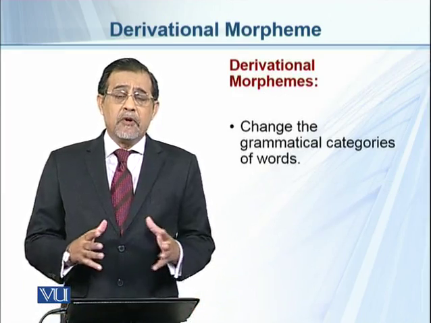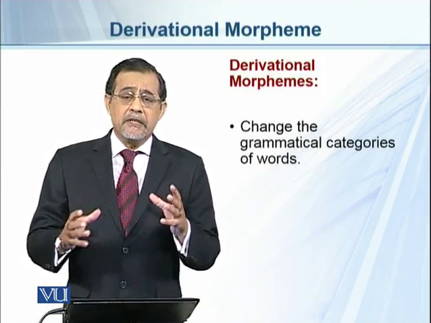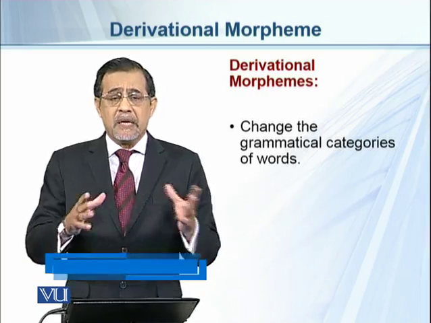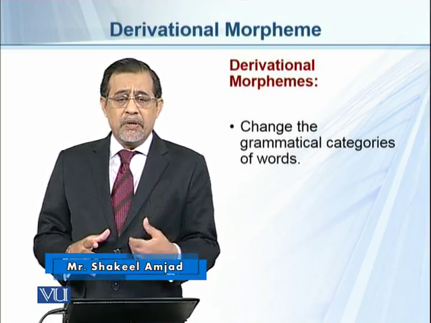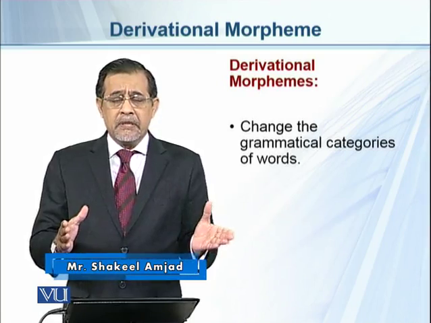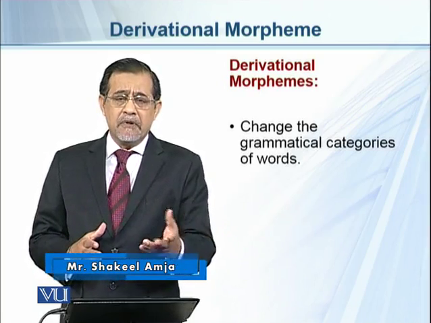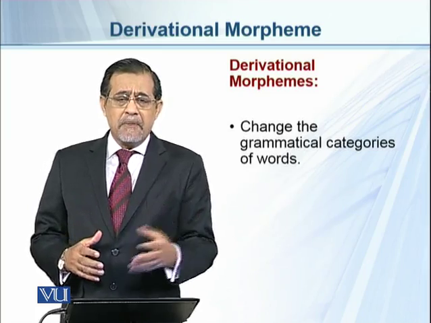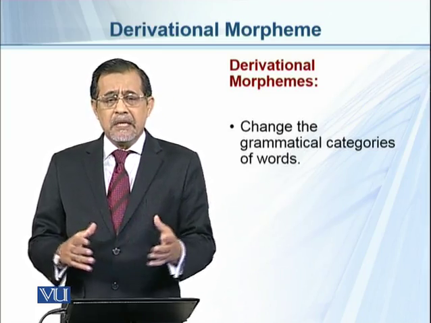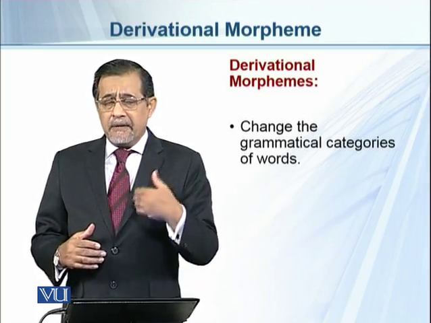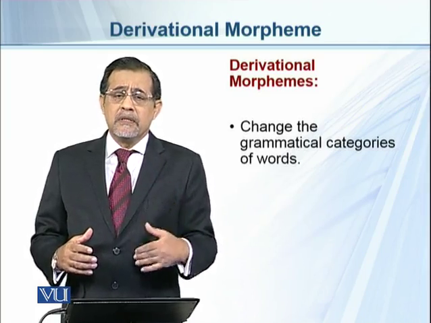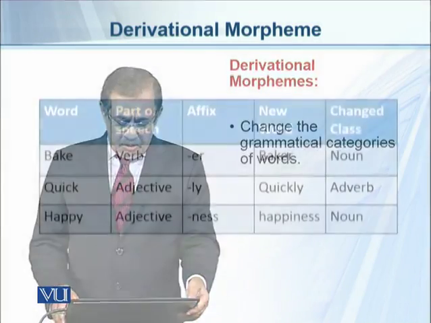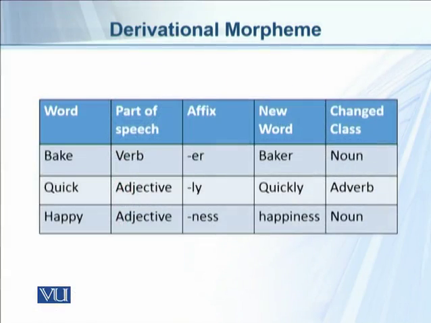So derivational morphemes are the morphemes that change the category of words. For example, if we have a noun and we add a derivational morpheme to it, it becomes a verb, it becomes an adjective, or it may become another part of speech. Similarly, we can add a derivational morpheme to an adjective and make it an adverb. So we have some examples.